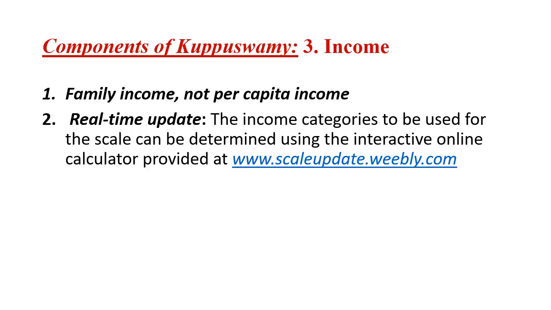So the last and the third component of the Kuppuswamy scale is the income of the family. Here we inquire the total family income, not per capita income. So this income should be updated. The income categories to be used for the scale can be determined using the interactive online calculator provided at this link.